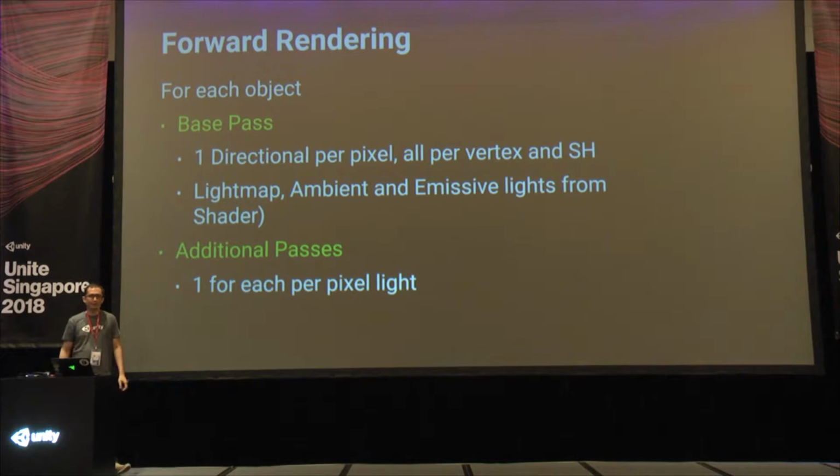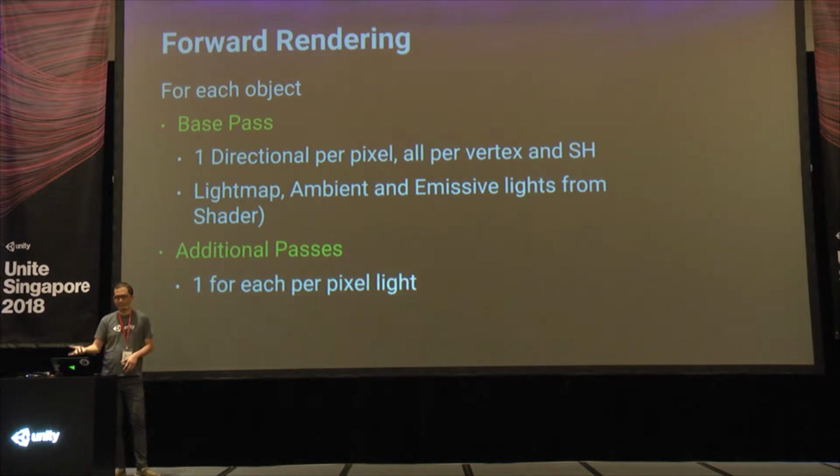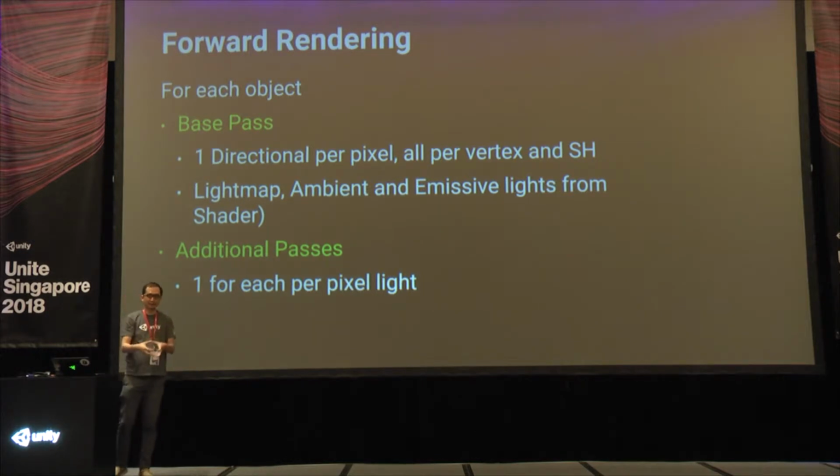So in forward rendering, every object is rendered in multiple passes. The base pass will render the directional light and all per-vertex and spherical harmonic lights, and of course, the light map, ambient, and emissive lights from the shader. Additional lights affecting that object will require additional passes.